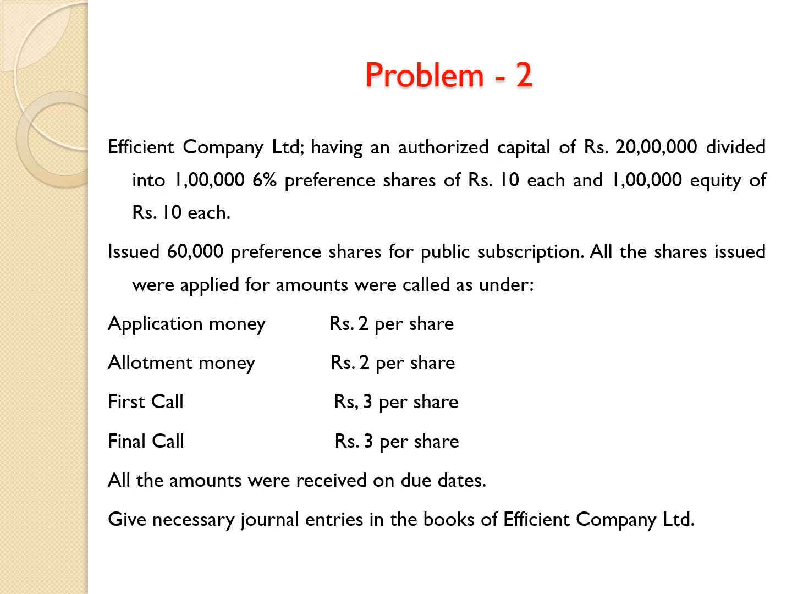Issued 60,000 preference shares for public subscription. Though there are two types of shares, only one type of shares is issued in this problem. All the shares issued were applied for, and amounts were called as under: application money rupees 2 per share, allotment money rupees 2 per share, first call rupees 3 per share, final call rupees 3 per share. All the amounts were received on due dates. Give necessary journal entries in the books of Efficient Company Limited.